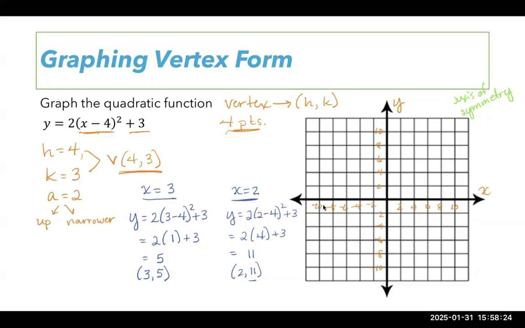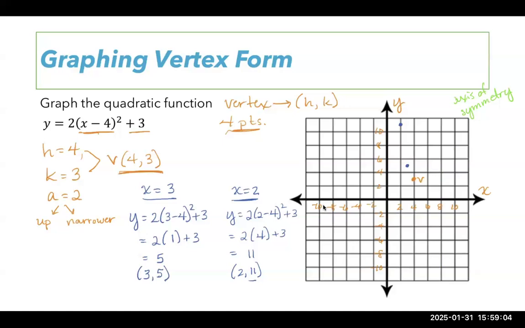So now if I go back to my vertex and I plot 4, 3, I'm going to plot that point right here using a scale of 2. This is my new vertex. And then I'm going to plot my 2 points here. So 3, 5. So 3 is halfway between 2 and 4. 5 will be halfway between 4 and 6. So that's going to give me a point right there. And then 2, 11. So 2 is right on that first line. And 11 will be halfway up from 10 so that I get that.